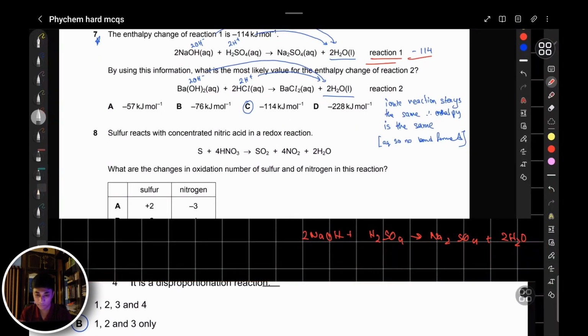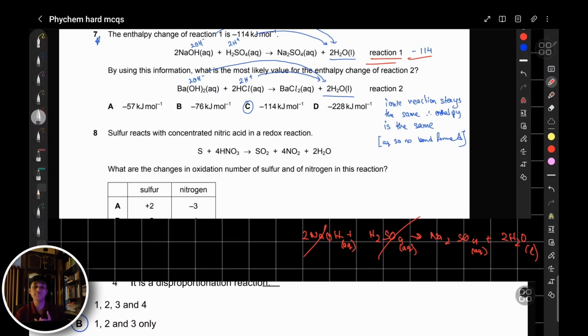Now, the most important part in this question is all of these are aqueous. Water is going to be liquid, since that is the solvent where all of these reactants and products are dissolving in. So, the first thing you have to figure out is that all of these sodium and sulfate ions are spectator ions. They're not taking part in the reaction, because from the beginning there are sodium ions, there are sulfate ions, and even after the reaction is taking place, there are sodium ions and sulfate ions.